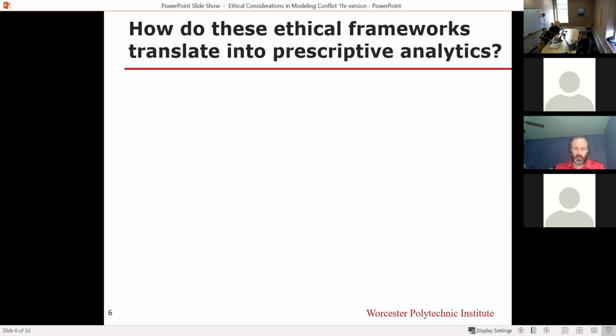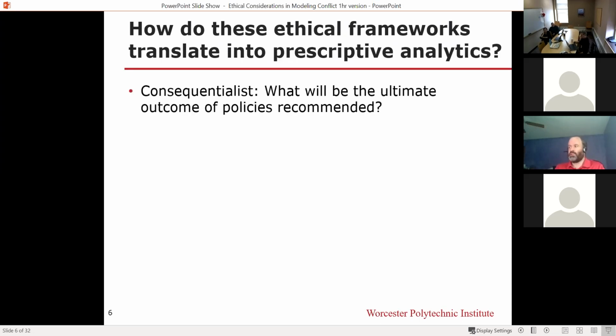How do they translate into prescriptive analytics? Consequentialist is what will be the ultimate outcome of policies recommended. This is a really big thing for simulation because we know that a policy implemented isn't just, well, it's done, walk away, it's going to do what we want. We know there are ripple effects and unintended consequences and actions.